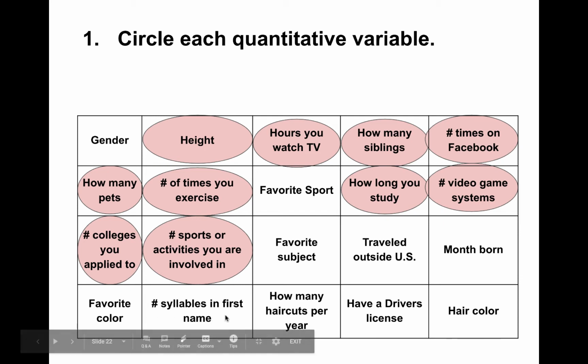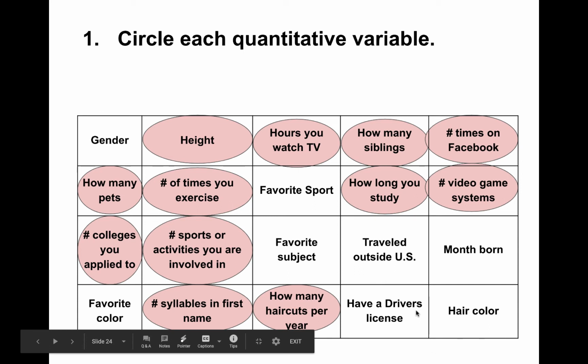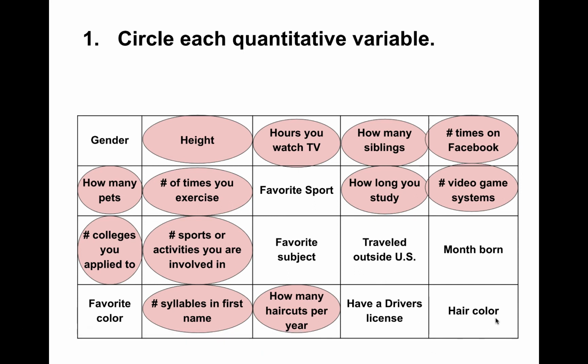The number of syllables in your first name is quantitative. How many haircuts per year you get is quantitative. If you have a driver's license, that's a category, and hair color is a category.